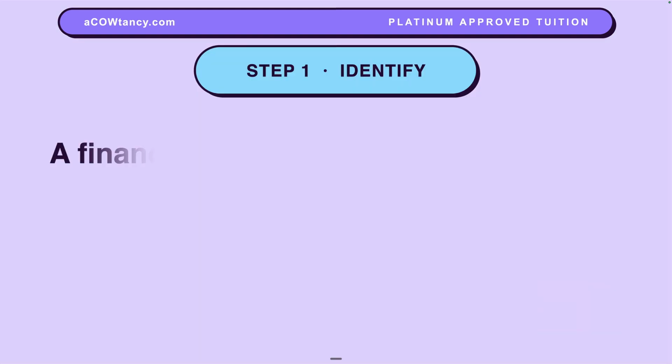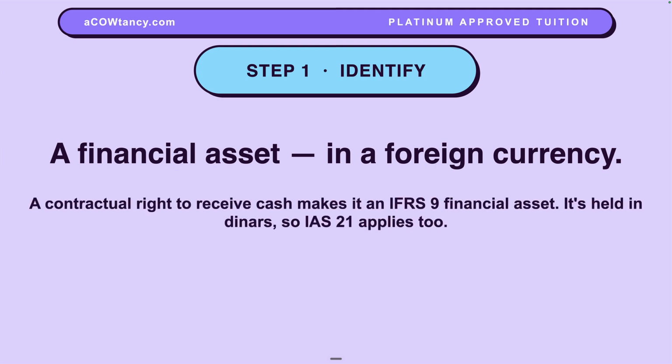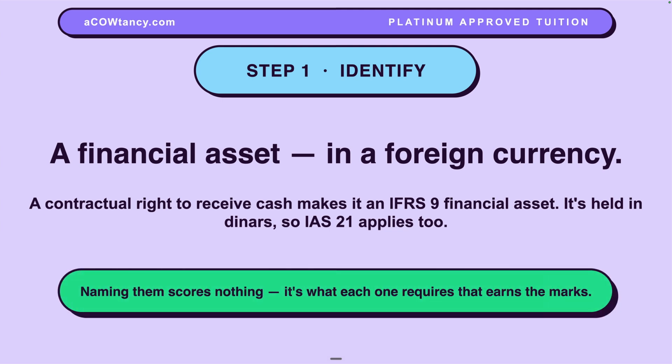So first of all, we identify the issues. It's a financial asset in a foreign currency, and you get marks for that. But as long as you go on to explain, well, you've got a contractual right to receive cash. That makes it a financial asset. It's held in dinars, so IAS 21 applies too. You don't have to name the standards at all.